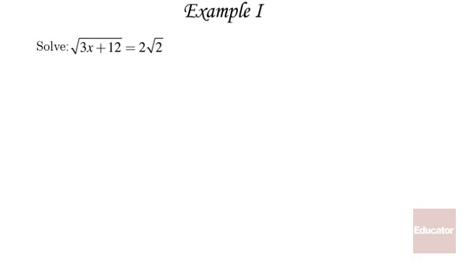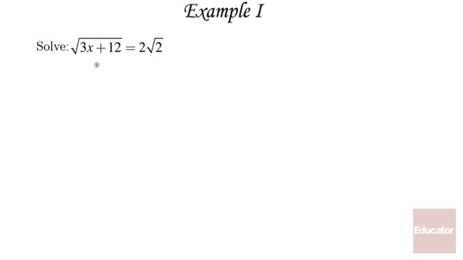So let's look at the first example. The square root of 3x plus 12 equals 2 radical 2. First step, isolate the radical. Now, I have a radical over here, but that's not the radical I'm talking about. Again, the radical I'm talking about is the radical with the variable in it.